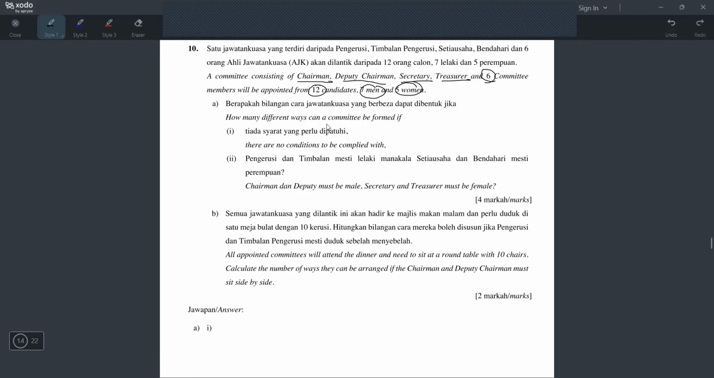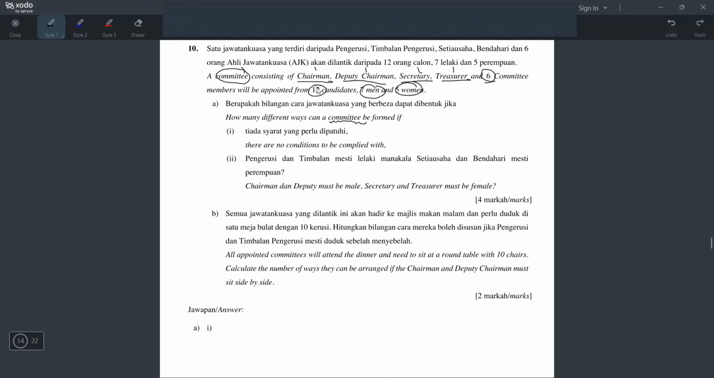So how do we do this? This one has to use permutation or combination? Committee. Committee is like an association. So definitely we are just choosing. It means this is combination. It means we will use C. But how many are we choosing? 1 chairman, 1 deputy, 1 secretary, 1 treasurer. So we choose 4 here and then plus 6 committee members. It means I have to choose 10 members to join the committee.